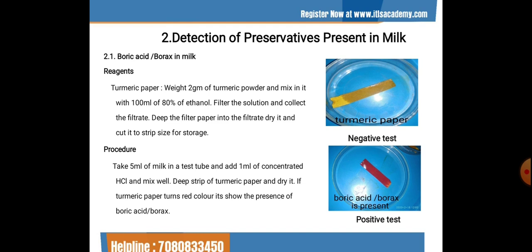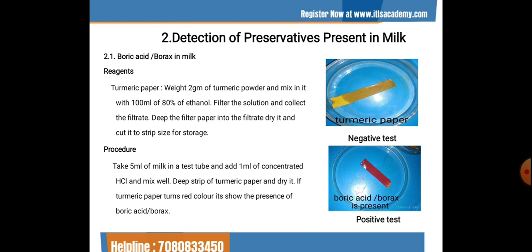Now we have covered all five adulterants that are used in milk. Now the second experiment is to detect the presence of preservatives in milk. In order to increase the shelf life of the milk, or to protect the milk, some preservatives are also added. How can we detect them? We can go through the following methods.